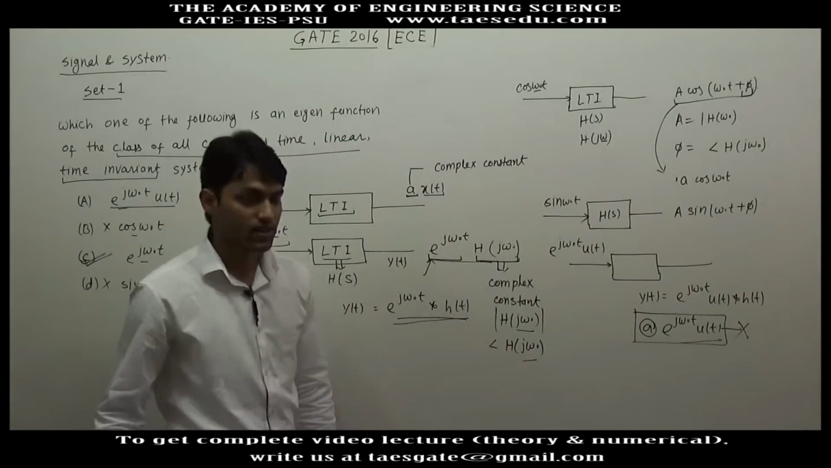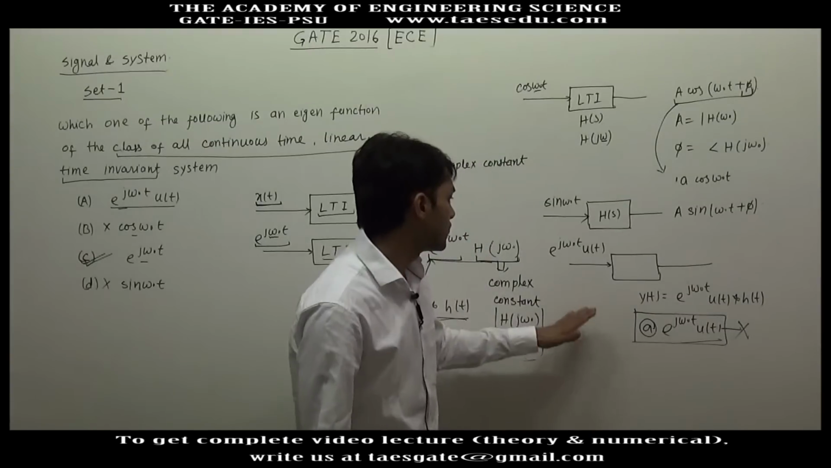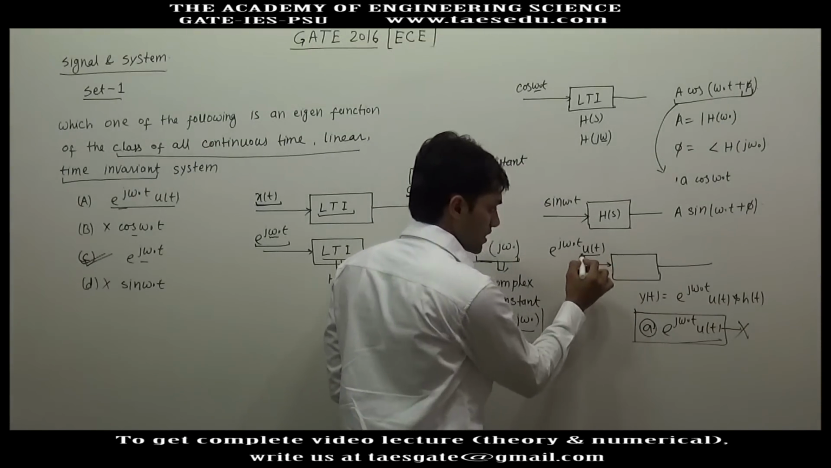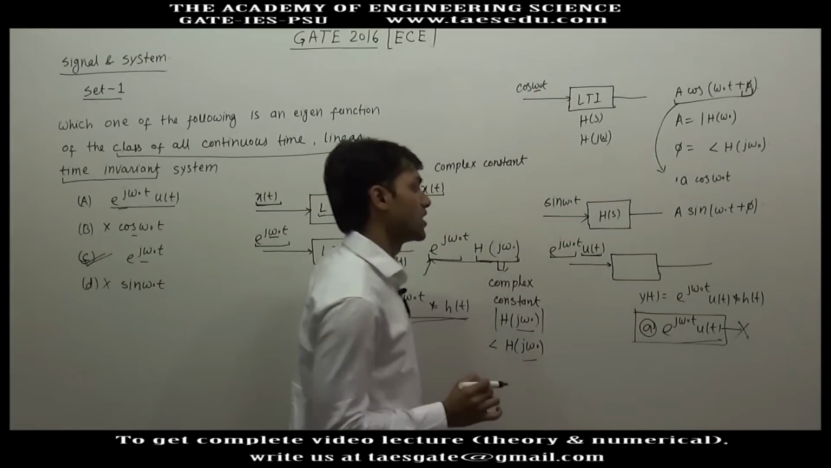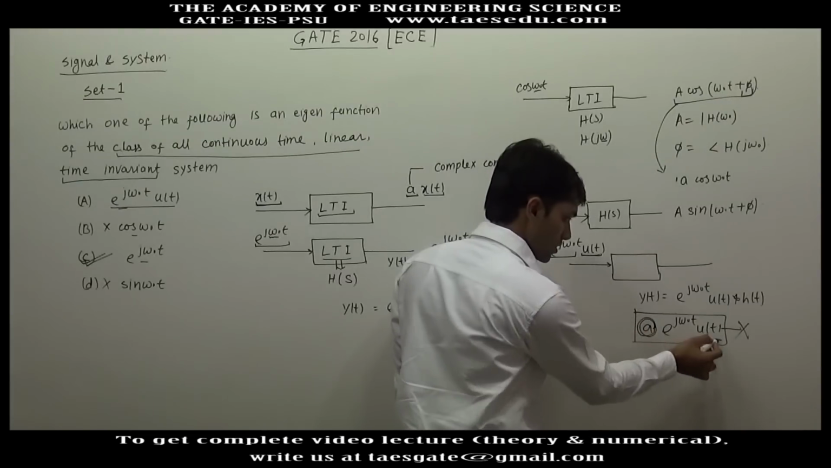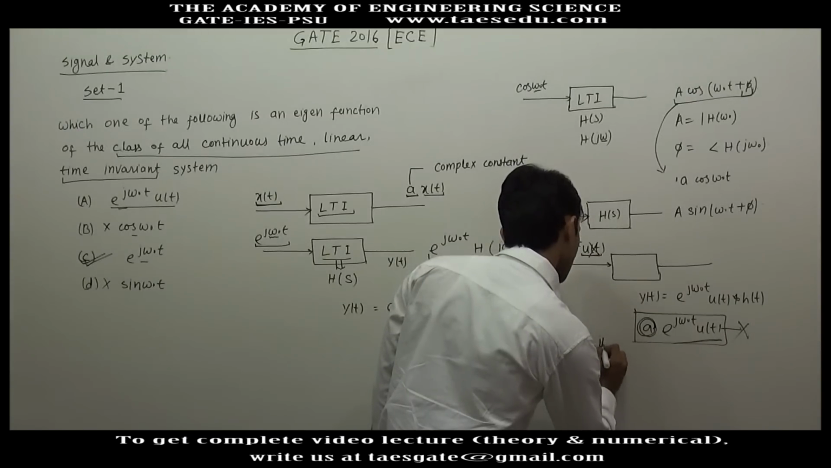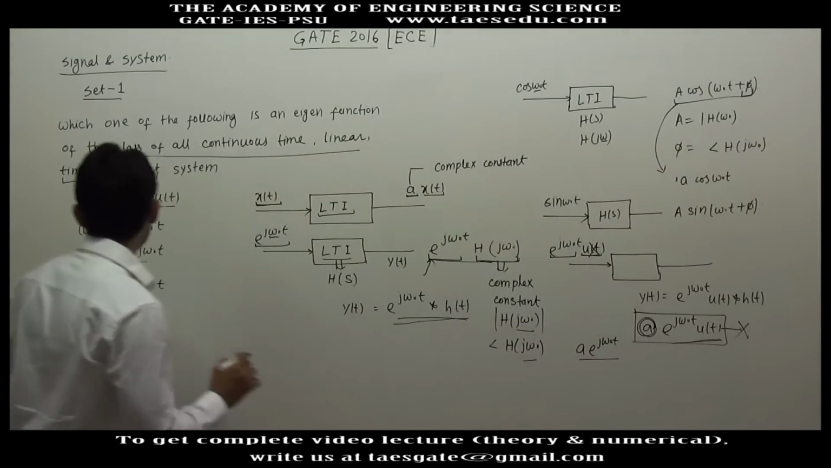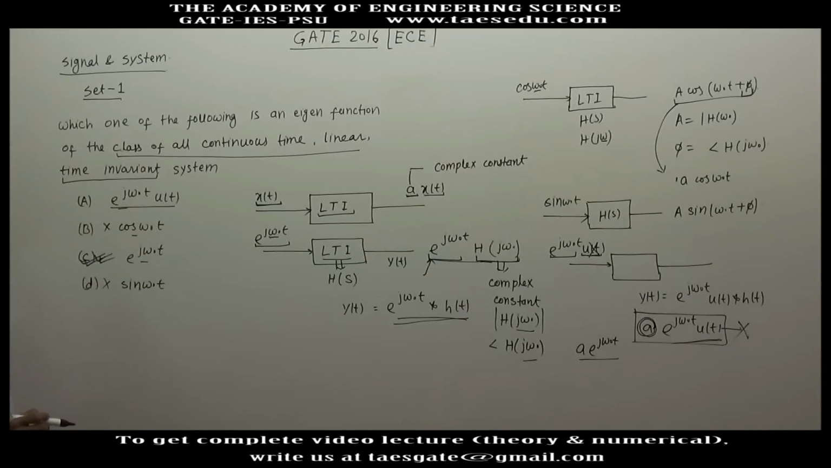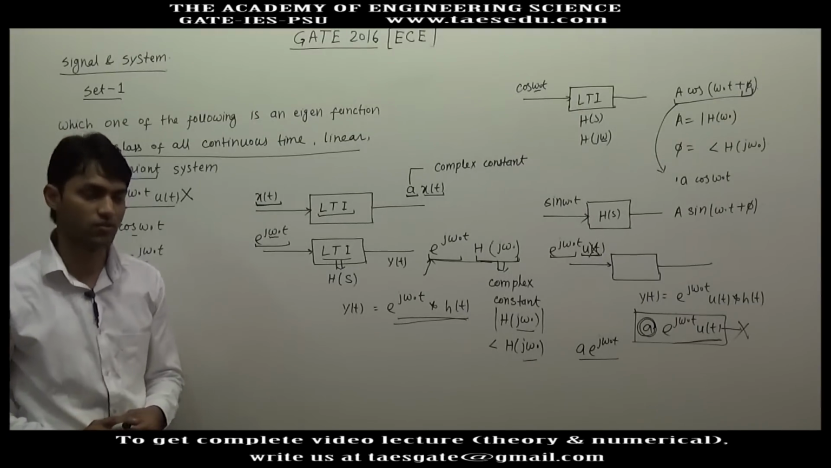I have already taken this example in the theory lecture of system response, and I have proved that if you multiply the input e to the power j omega naught t by u(t), the unit step, the output will not be a complex constant times the same input. But if you remove u(t), the output will be a complex constant times the input. So this will be the eigenfunction of a general LTI system, but if you multiply by u(t), it will not be an eigenfunction. For the proof, you can refer to the theory lecture of system response.